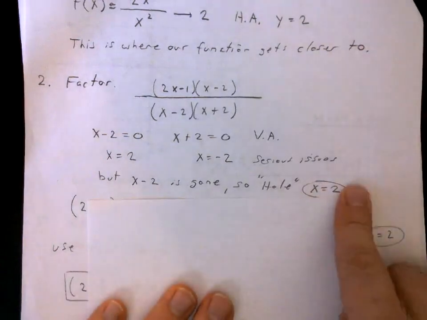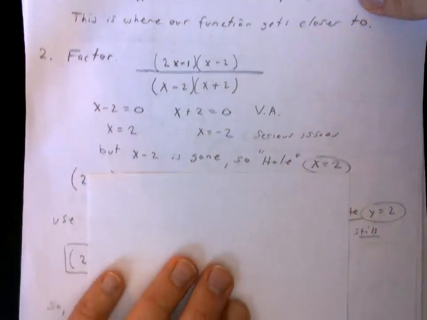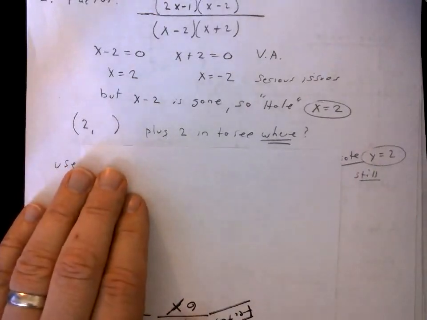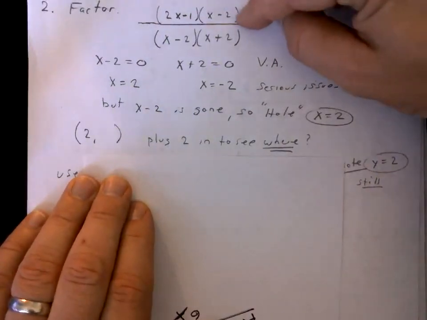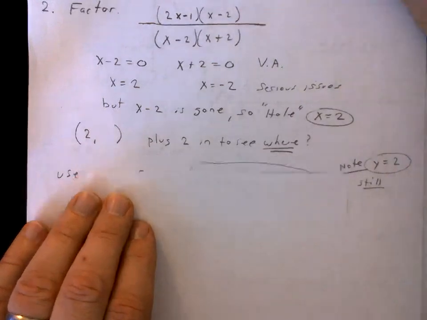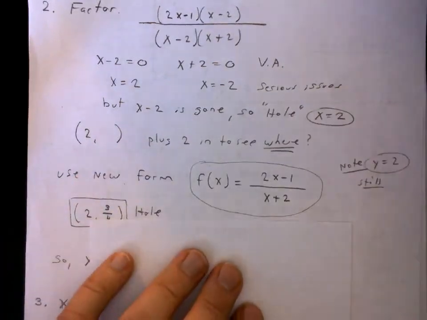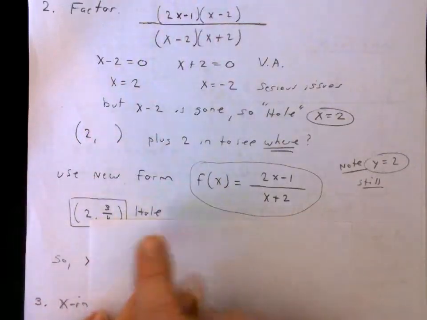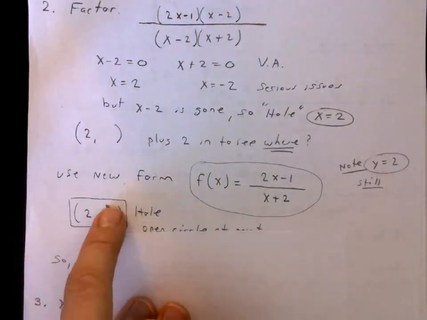So how do you figure out the other part of the hole? Well, we have the x. Why can't we find the y? Well, we're going to plug in 2 to our function. You can plug it back up here if you want and see what you get. And that's our new form. I'm hoping that you get to see that from this. Now, if you plug in 2, your hole is at 3/4.